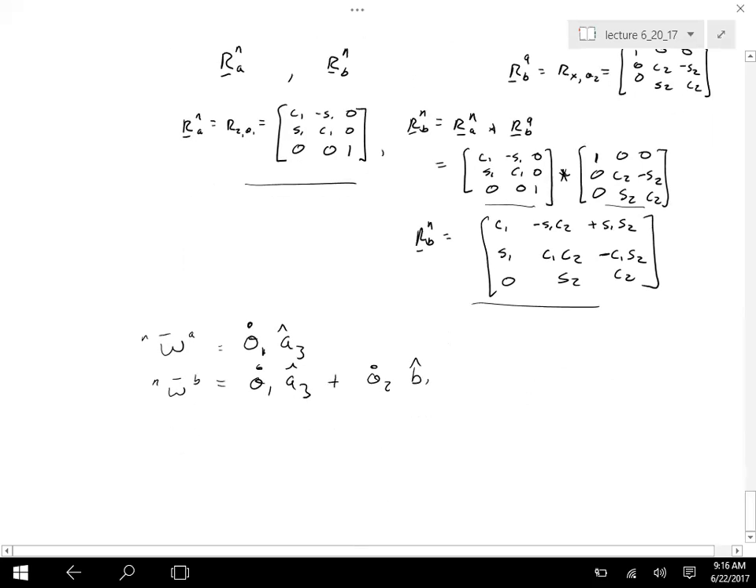Now I'm ready to do the cross product. Omega A to N, I have to cross with something in the A frame. B to N, I have to cross with something in the B frame. So I'm going to put this all in B frame coordinates. I need to write omega B to N in B frame coordinates. It's partially in B frame coordinates, but not completely. So I need to pre-multiply by the rotation operator. This part is already in B frame coordinates. I need to project this term into B frame coordinates.